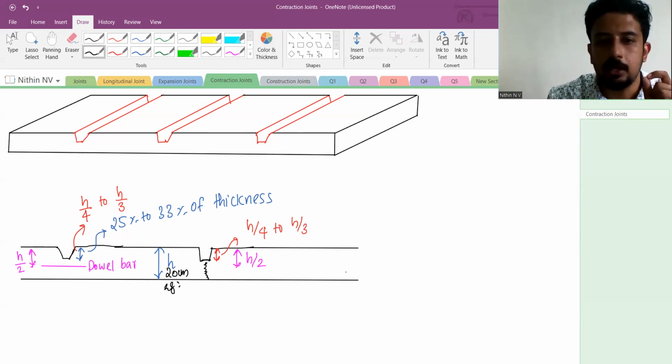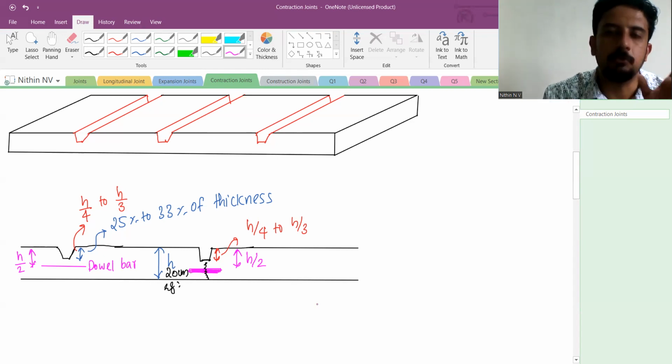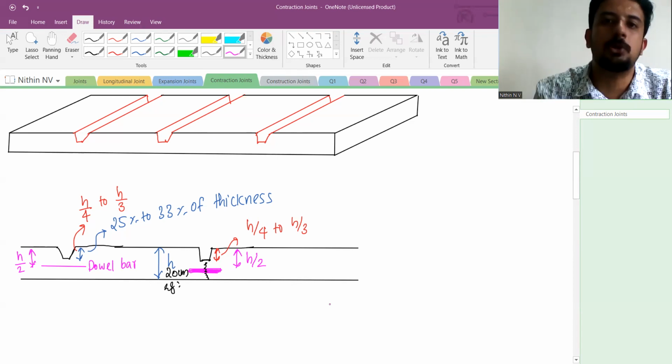Understand or not? Okay, so to avoid this crack, what we need to do is place a dowel bar. Now this dowel bar will take care of it. That weakened portion has now become strong.